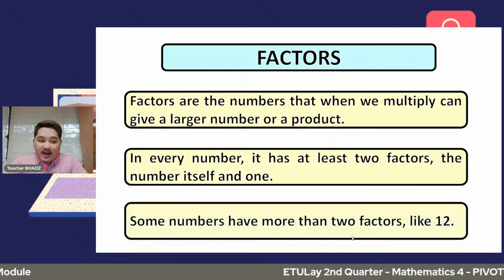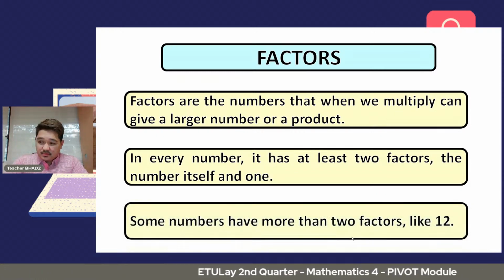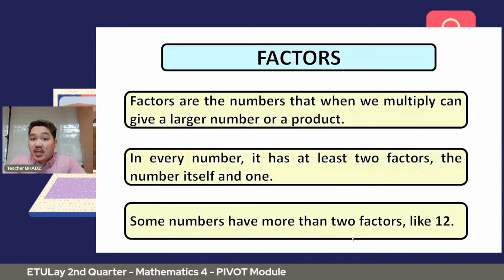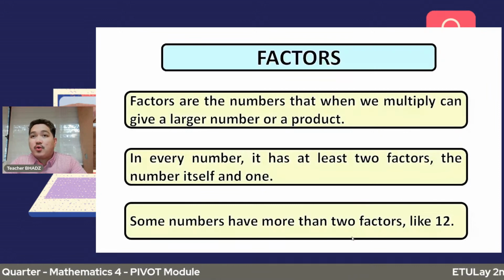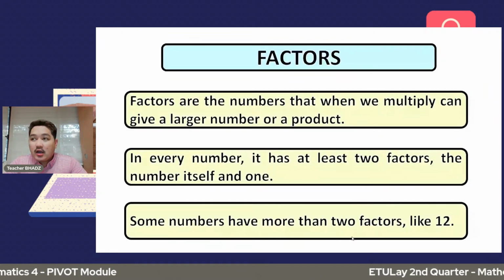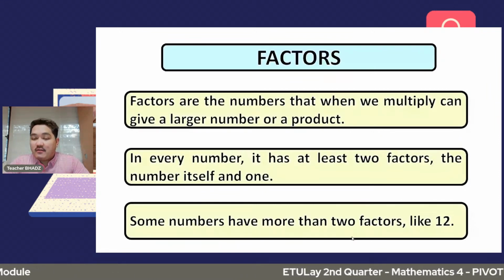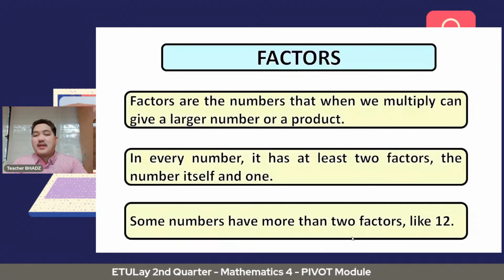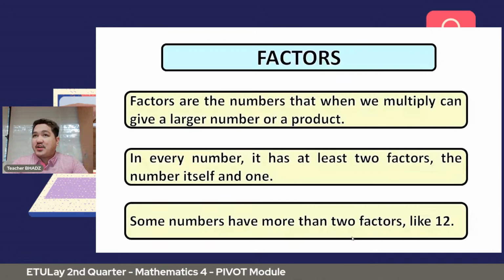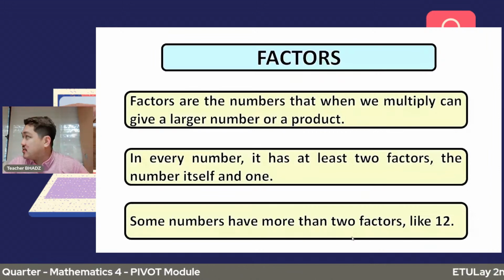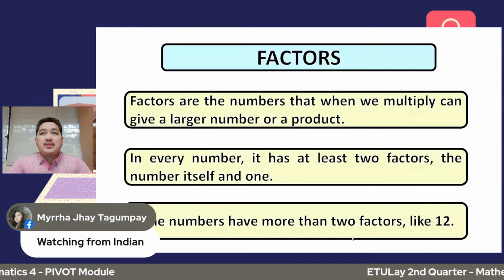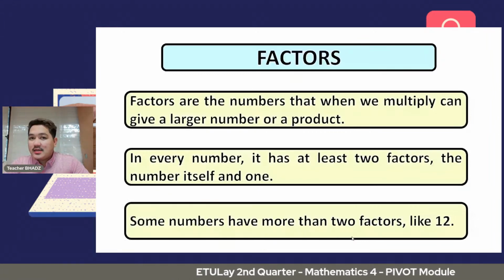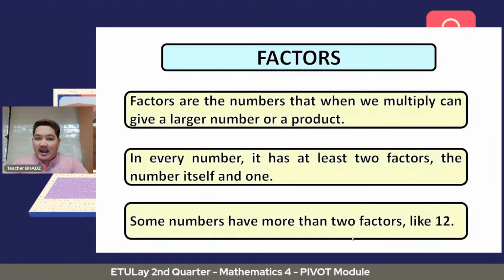So when we talk about factors, pwedeng dalawa lang, 1 and the number itself. For example, 3. Factors of 3 are 1 and 3. Another one is 5. Factors of 5 are 1 and 5. Meron naman, some numbers with more than two factors. For example, 6. The first factors are 6 and 1, and another set of factors ay 2 and 3. So ayun po yung sinasabi nating factors.